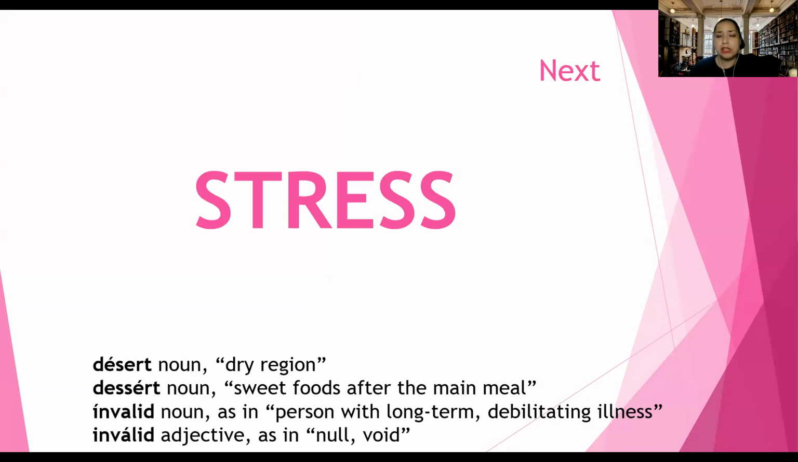And for example, I'm just giving you examples, and next week we're gonna talk about them. Like desert is a dry region. You see the stress mark at the beginning, desert. And dessert is a sweet food. Invalid is a person with long-term debilitating illness, or invalid is something that is null, void, is an adjective.